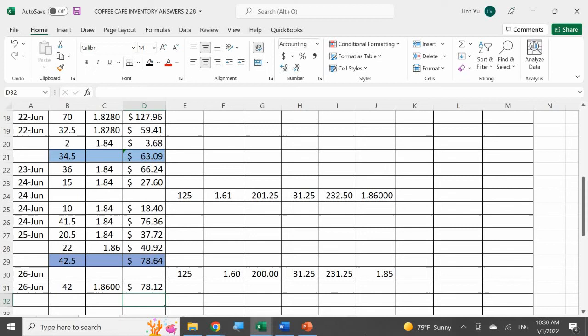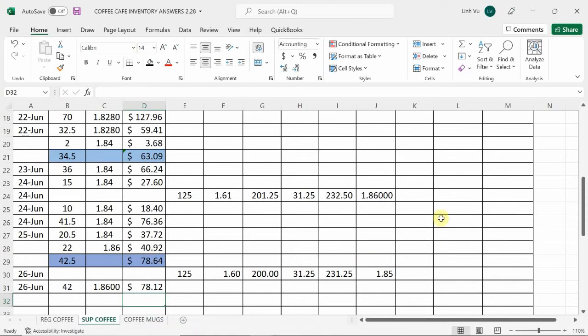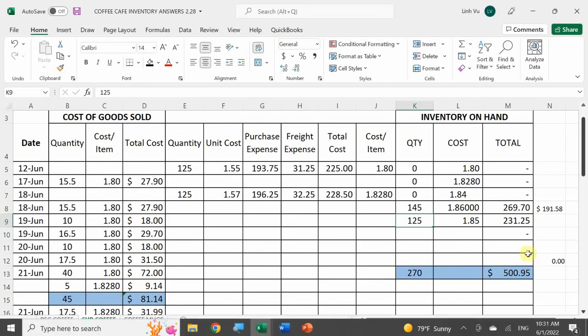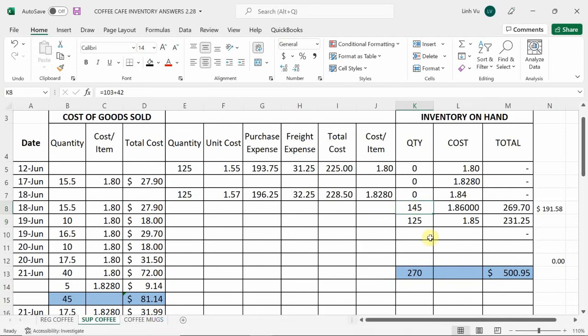And it cost me $72.12. So therefore, 103 minus 42 is going to give me 145. Wait, what? 103 minus 42 is 61. Okay, that's what I meant to get.